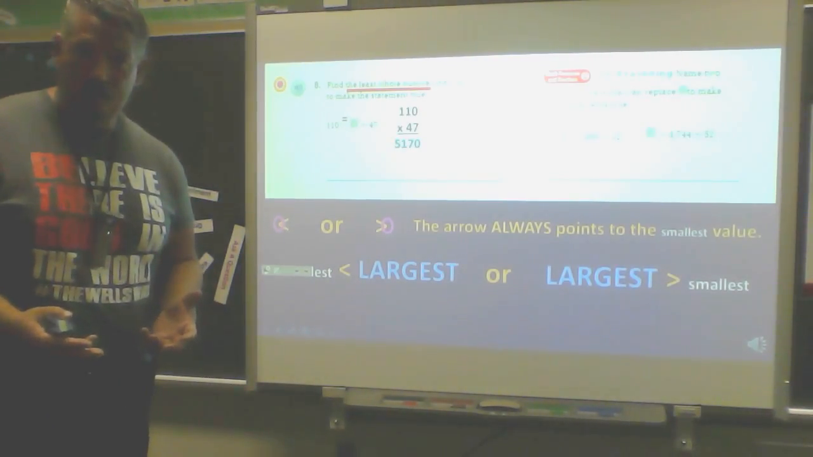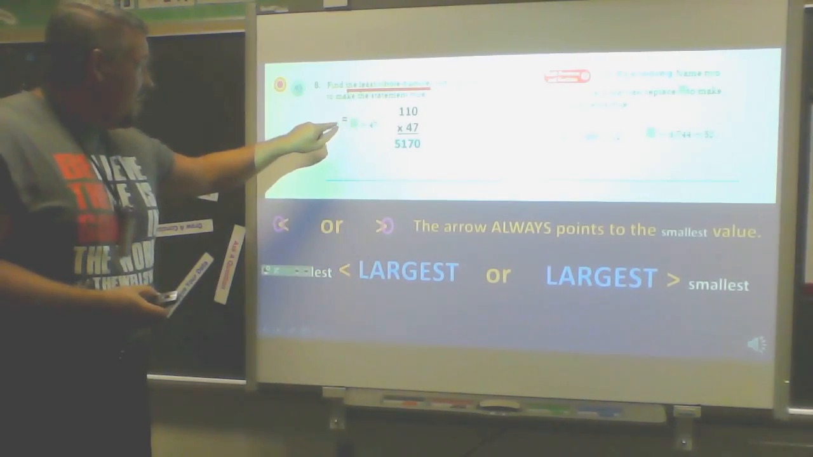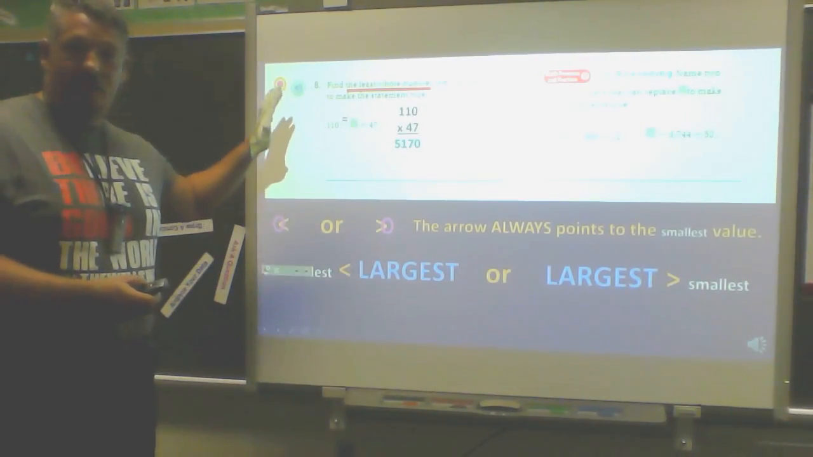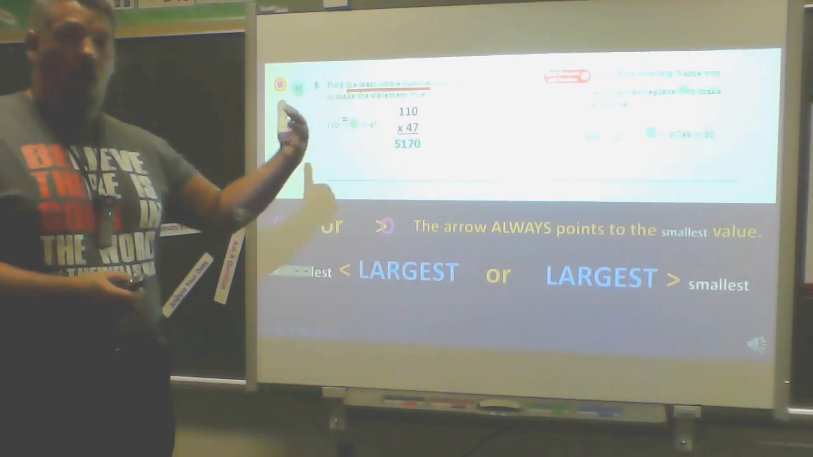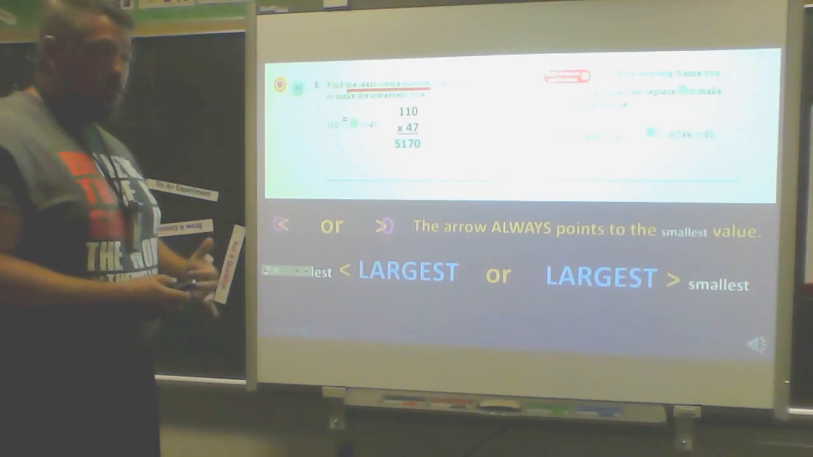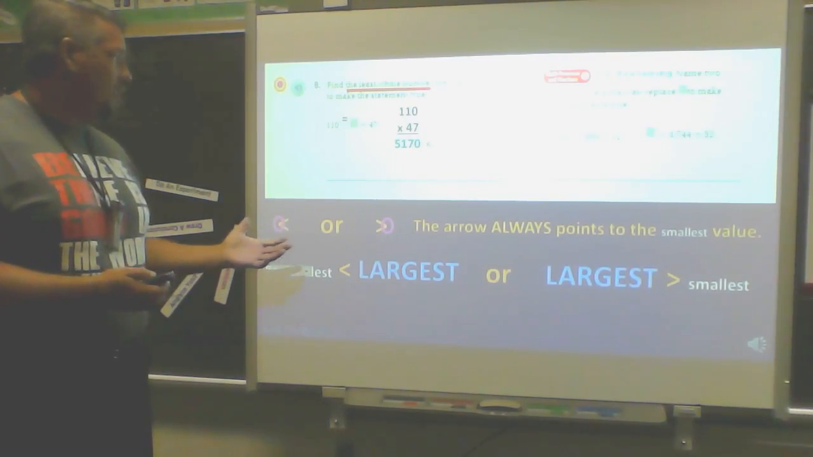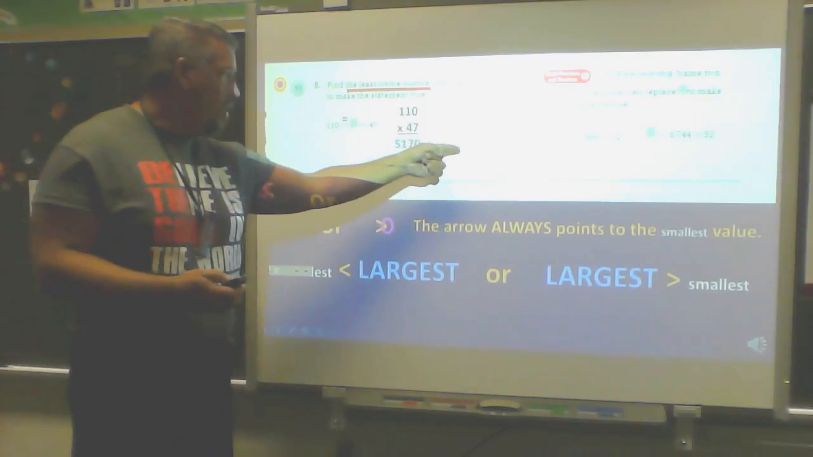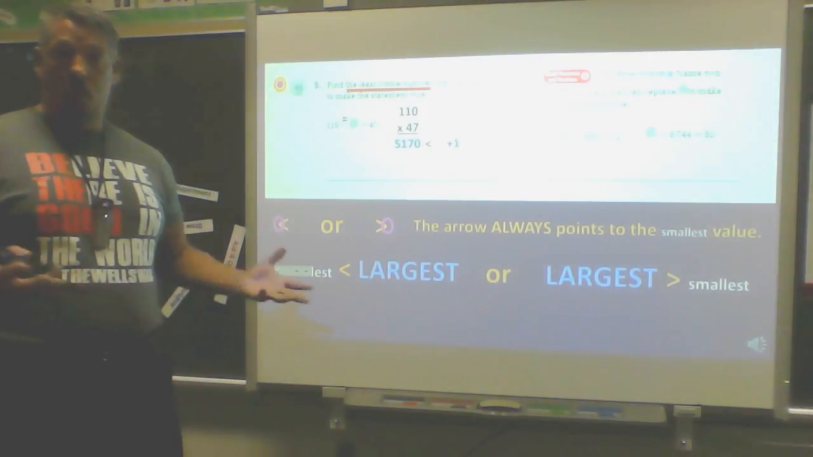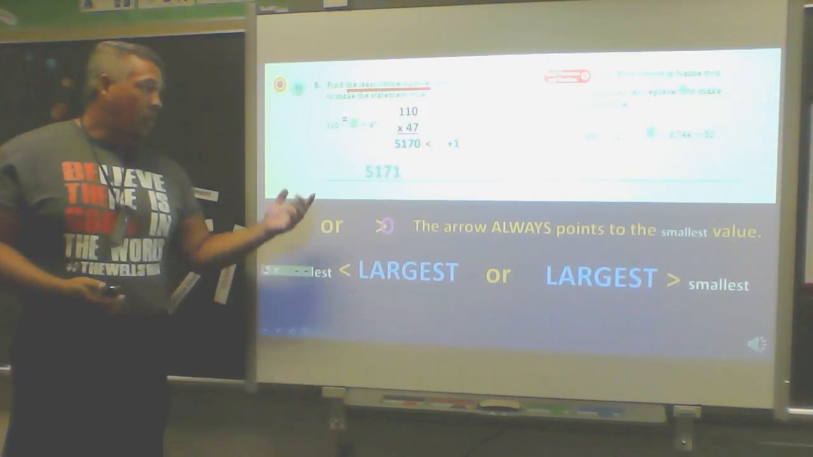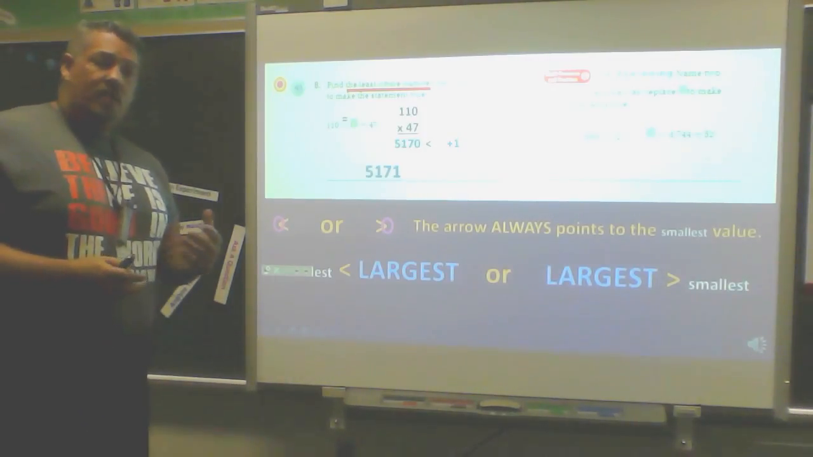But I'm not talking about equal then, am I? I'm talking about a number that has to be greater because the arrow is pointing to the 110, so the 110 is smaller. So what is my least whole number that is greater than 5,170? Well, my next whole number would be to add a 1 to it, so it becomes greater than and not equal to it. So if I add 1 to it, then my smallest answer would have to be 5,171.